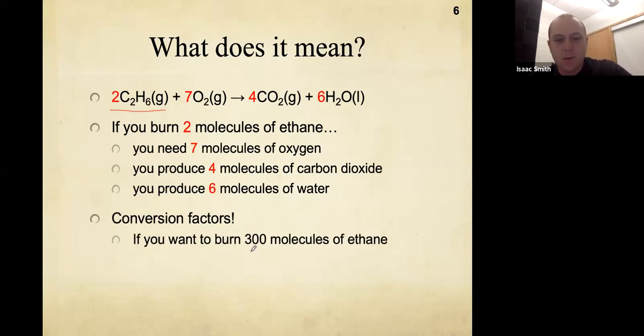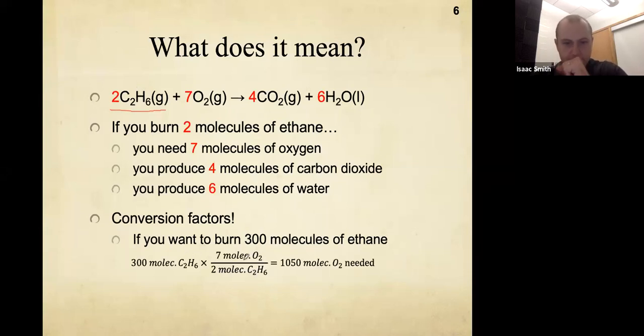So another example would be, let's say you want to burn 300 molecules of ethane. Okay, so you have 300 molecules to burn. For every 2 molecules of ethane, we have 7 molecules of oxygen. So this right here is the conversion factor. We're using the coefficients in the equation to get these. For every 2 molecules of ethane, we need 7 molecules of oxygen.